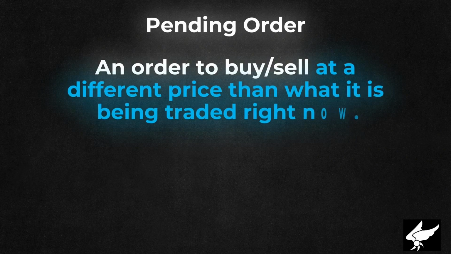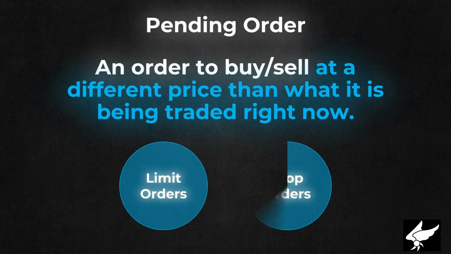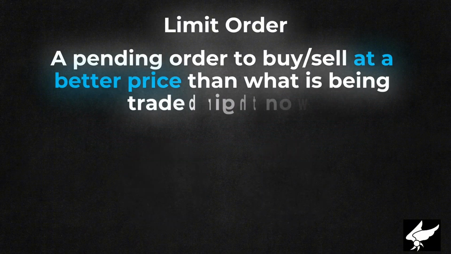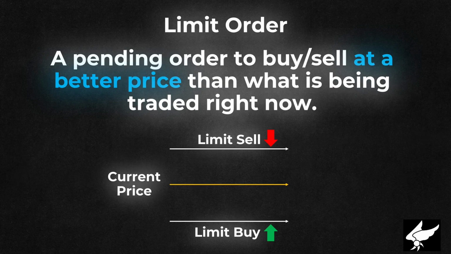A pending order is an order to buy or sell at a price different than what is being traded right now. In that sense, we have two main types of pending orders, the limit and the stop order. The limit order is a pending order to buy or sell at a better price than what is being traded right now. For example, a buy limit order is always below the current price since buyers always want to buy low. A sell limit order is always above the current price since sellers always want to sell high.